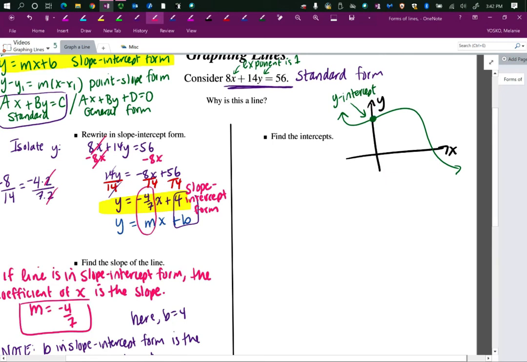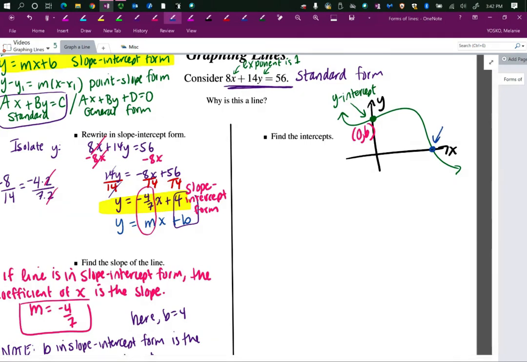That means the x-coordinate is 0. And usually we use b, like you see over here when we had mx plus b. Usually we use b for the y-coordinate. Okay, let's look at this one. This point right here is where that curve and the x-axis touch, right?